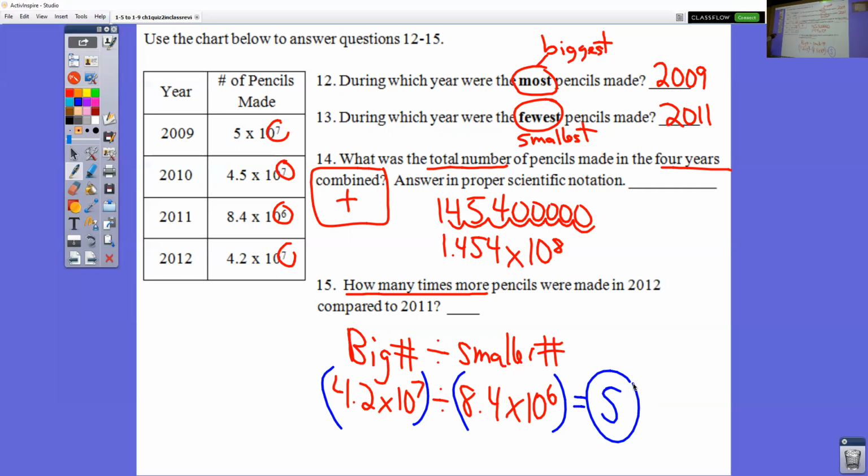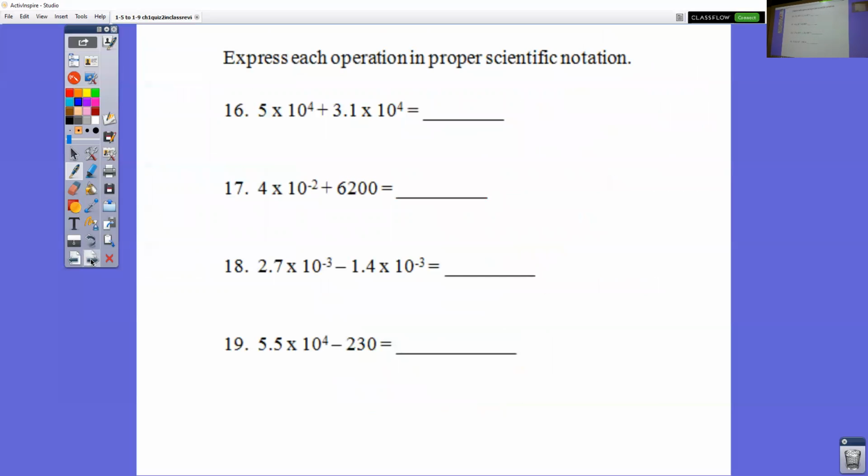It's 5 times more. In 16 through 19, they're adding and subtracting questions in scientific notation. All you're going to do is type them right into the calculator exactly how they are, and then make your answer into scientific notation. Pause the video, try these 4 questions. In number 16, you should get 81,000. So 81,000, put a decimal point in between the 8 and the 1. So we have 8.1 times 10 to the 1, 2, 3, 4 to the 4th power.